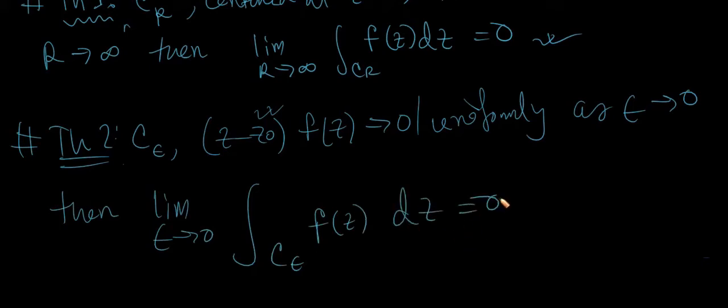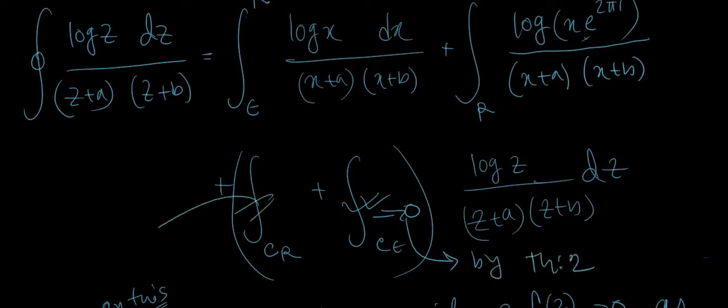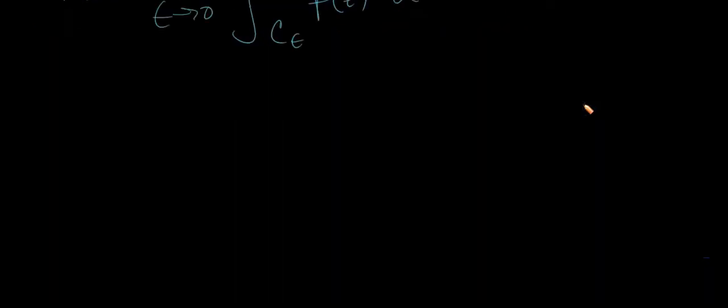And using this, you can also show that this part is 0 by theorem 2. And this part is also 0 by theorem 1. So that's pretty convenient. Now we need to only deal with this guy and this guy. So let's write them down.